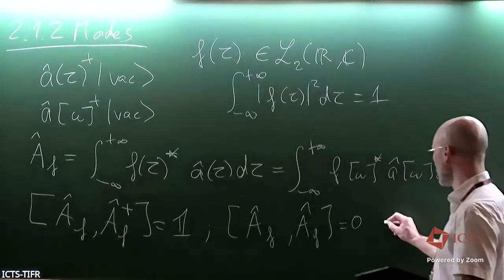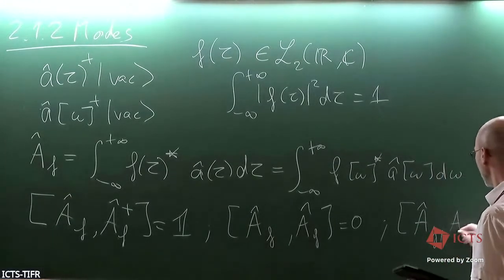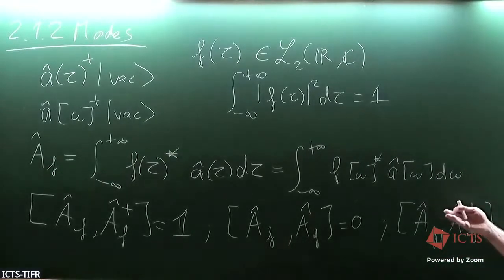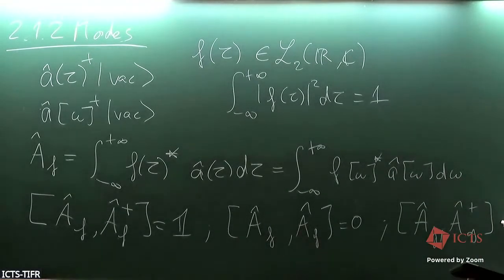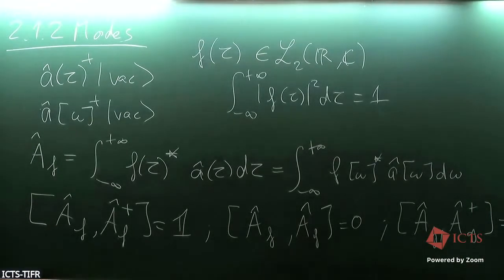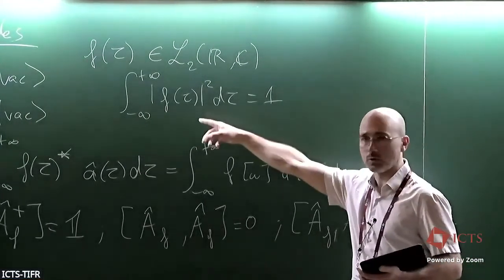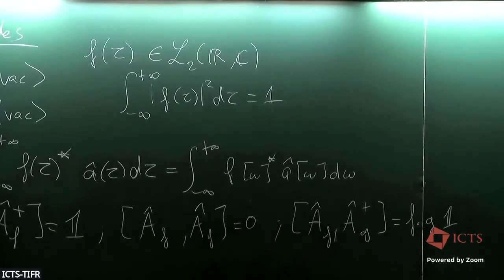What's a bit more interesting is if you look at the commutator of AF and AG dagger, where G is another function in L2 over C and of norm 1. Then this is simply F scalar G times identity. The scalar product here is taken on L2, so the integral of F star G. Okay, so you see now the interpretation is much simpler.